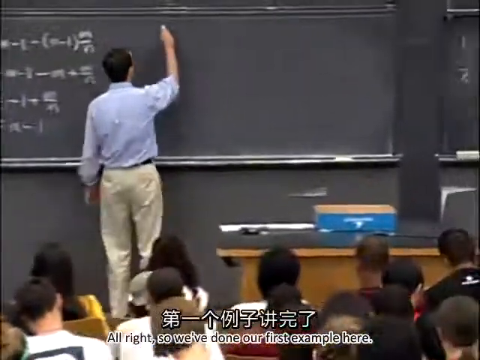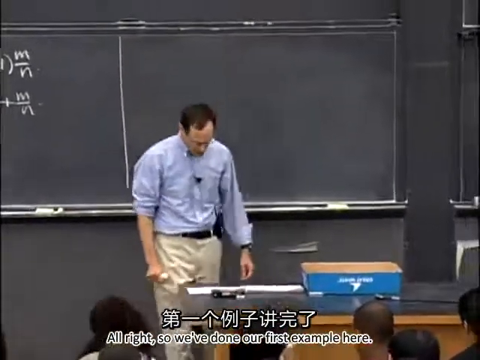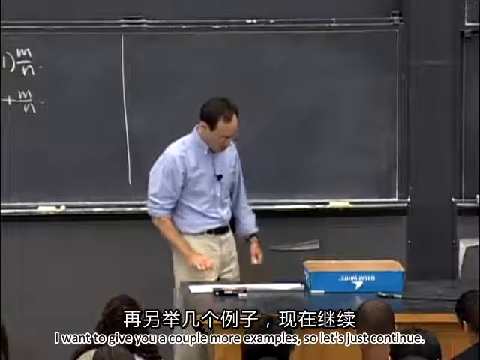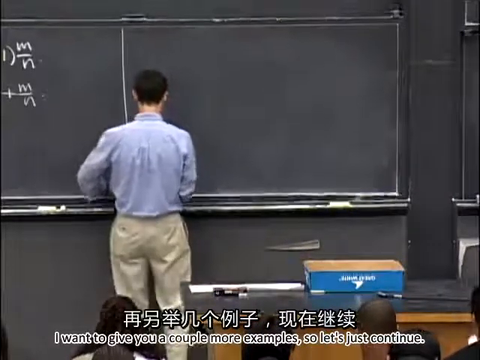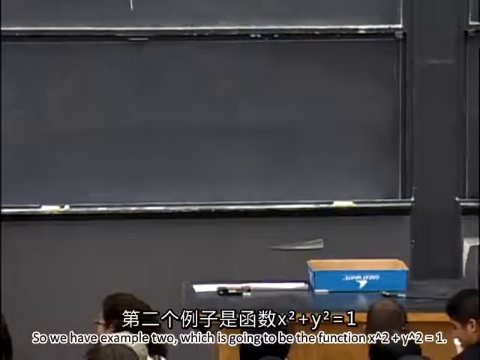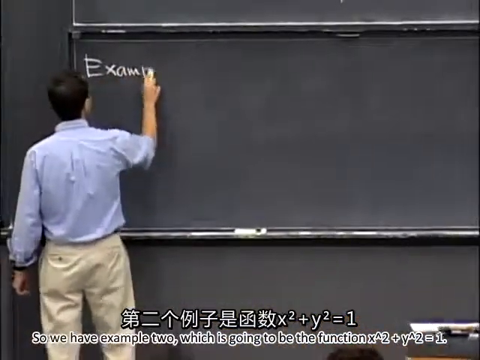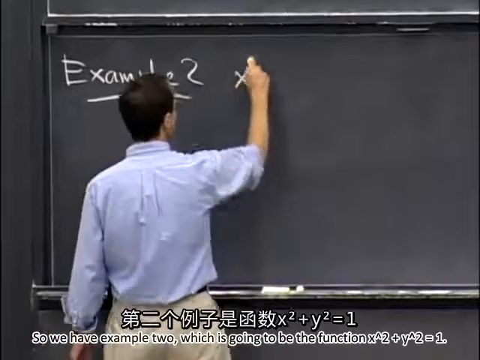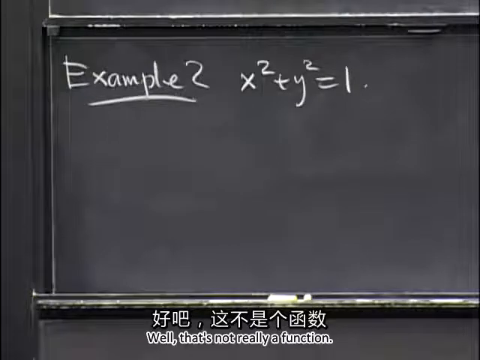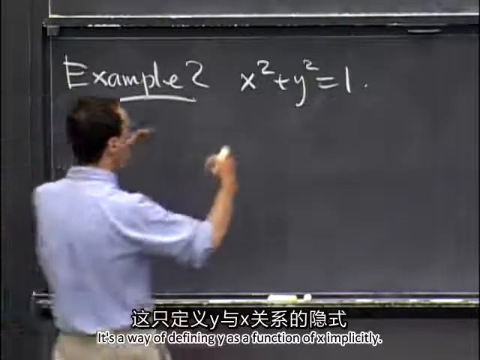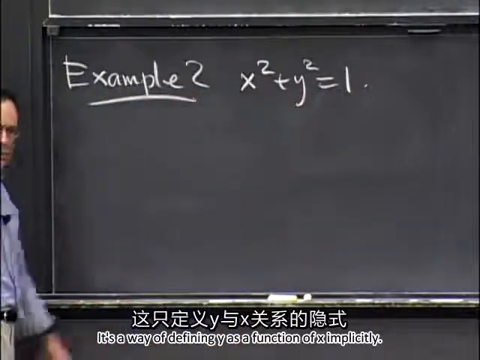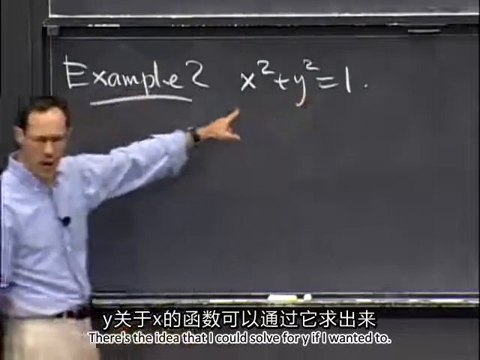All right, so we've done our first example here. And I guess I want to give you a couple more examples. So let's just continue. The next example, I'll keep it relatively simple. So we have example 2, which is going to be the function x squared plus y squared is equal to 1. Well, that's not really a function. This, again, is a way of defining y as a function of x implicitly. There's the idea that I could solve for y if I wanted to.